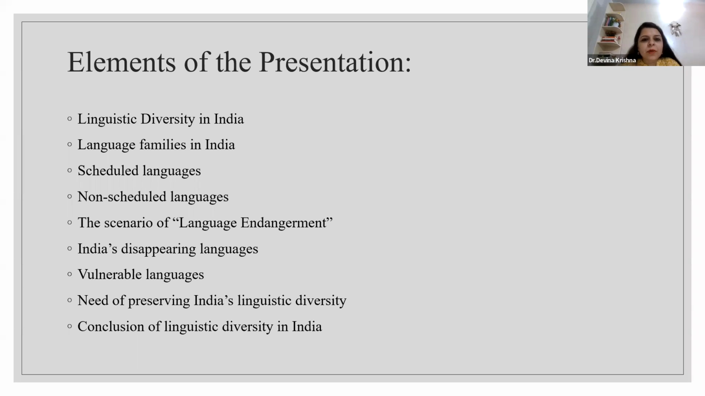The topic of my presentation is Understanding Vulnerable Languages of India. These are the elements of my presentation. I'll talk about linguistic diversity in India, language families in India, scheduled languages, non-scheduled languages, the scenario of language endangerment, India's disappearing languages, vulnerable languages, the need of preserving India's linguistic diversity, with a conclusion.